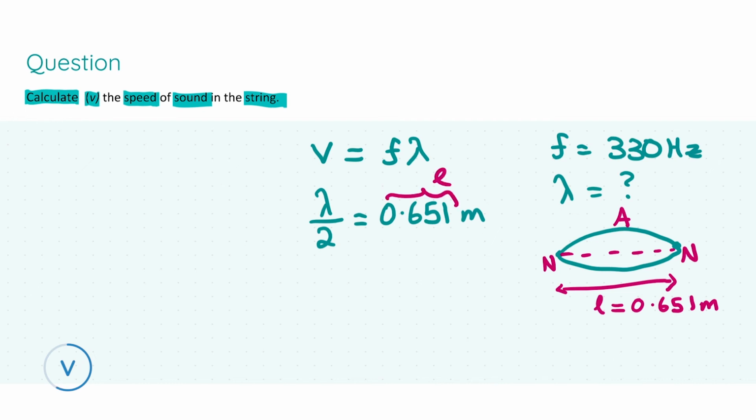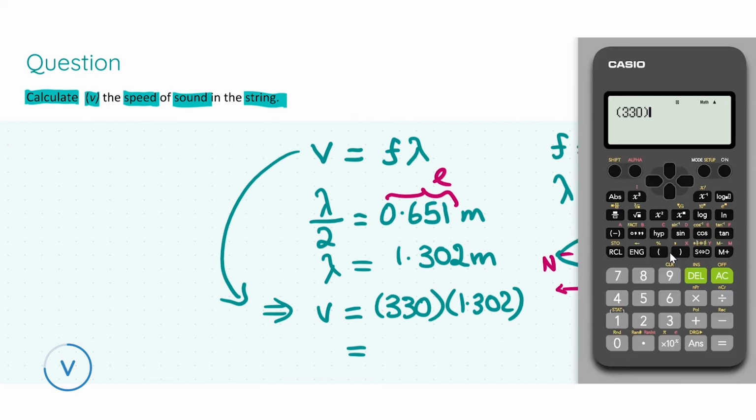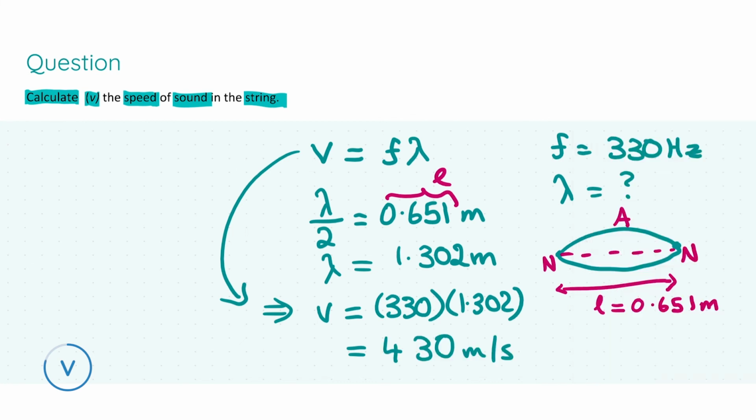So therefore, half a wavelength is just this length measurement, this L here. So we can find what lambda is, or the full wavelength of this sound wave. So we have lambda is equal to 1.302 meters. Substituting this into this formula, we have v is equal to 330 hertz times 1.302 meters, which we will now put into our calculator. There's the frequency, there's the wavelength. Hitting that equal sign, we have an answer here, which is roughly 430 meters per second.